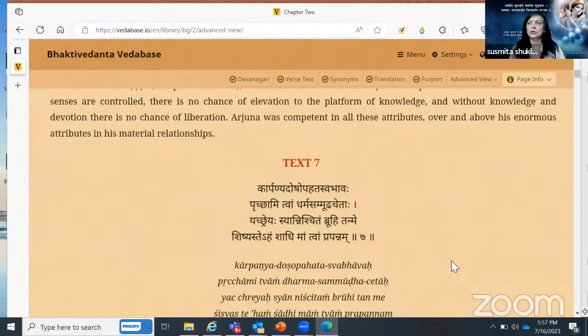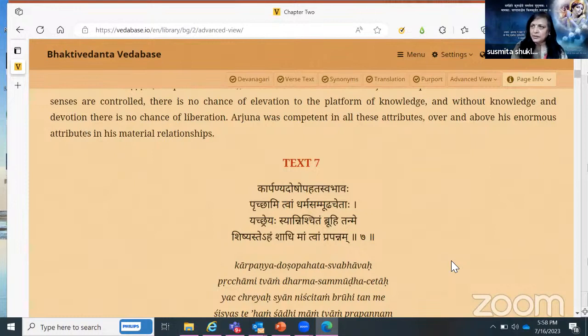Then the first one, Karpanya Dosho. Karpanya Dosho is miserly weakness. The miserly weakness arises because of his bodily relation with his relatives. We always think, this is my husband, this is my wife, these are my children, and we are very much attached, and we spend our life just looking after them. His miserly weakness is because of the relation he has with his grandfather, his teachers, his brothers, his father-in-law, everyone that he's seeing there, and because of this he's also thinking of the kul dharma. So that is the miserly weakness, the bodily relationship with the people in the fight, and his Swabhav. He is between these two.